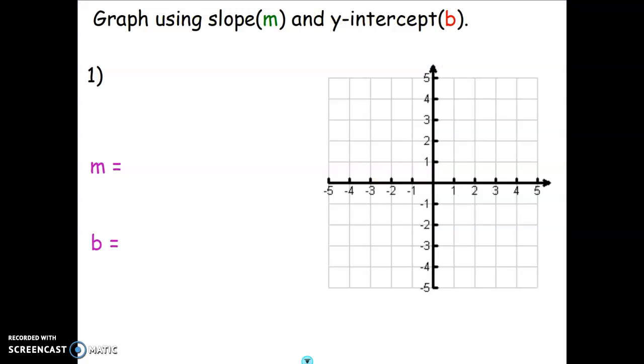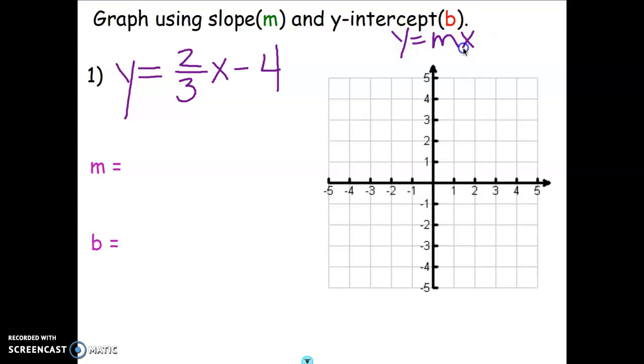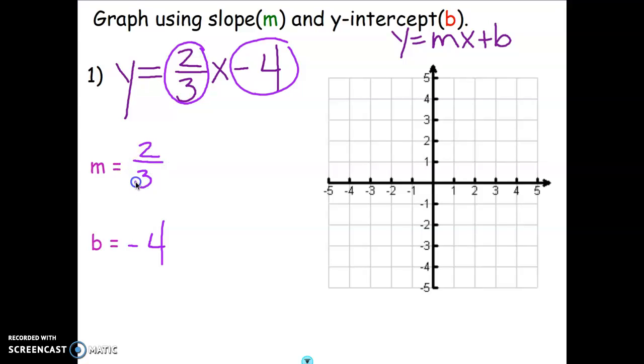All right, let's start with an equation of a line in slope-intercept form. So let's try y = 2/3x - 4. Now remember, slope-intercept form was y = mx + b. So since this equation had a minus on the end, that -4 is going to be our b, or our y-intercept, and then 2/3 is our slope. So that will tell us how much to rise and to run.